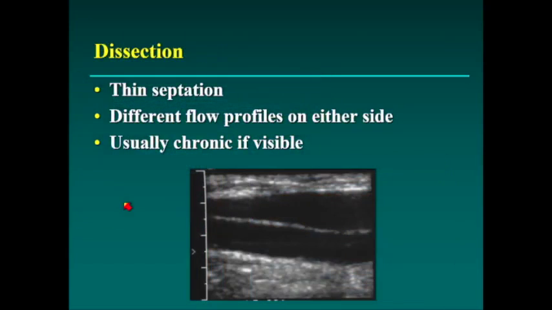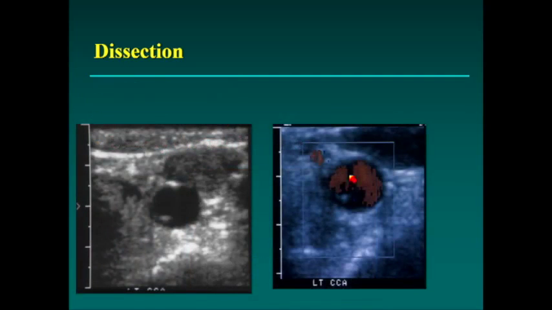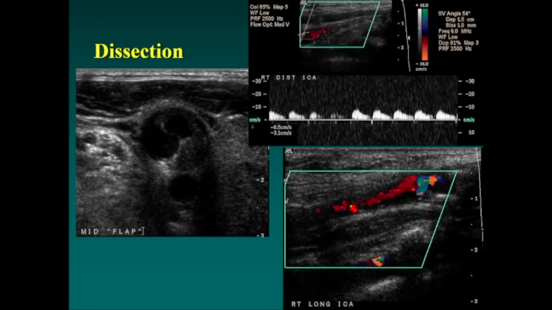Now, what you want to be sure of is that that's not a dissection, and it could be really confusing because here's a dissection here, here's a little thin band, and in a similar way you get different flow profiles, but it's not simply a change of direction. Usually in the setting of a dissection, the flow profiles will look radically different from side to side. So here's an example of it here in the false lumen. There's no way that that's a normal waveform in the ICA.